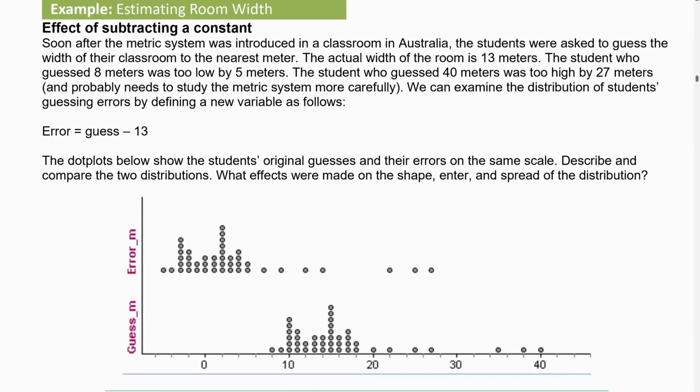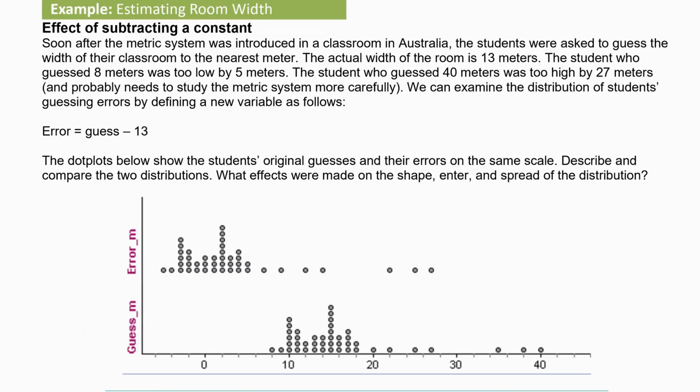Soon after the metric system was introduced in a classroom in Australia, the students were asked to guess the width of their classroom to the nearest meter. The actual width of the room was 13 meters. A student who guessed 8 meters was too low by 5 meters. And then a student who guessed 40 meters was too high by 27 meters. We can examine the distribution of the guesses and compare it to the errors.